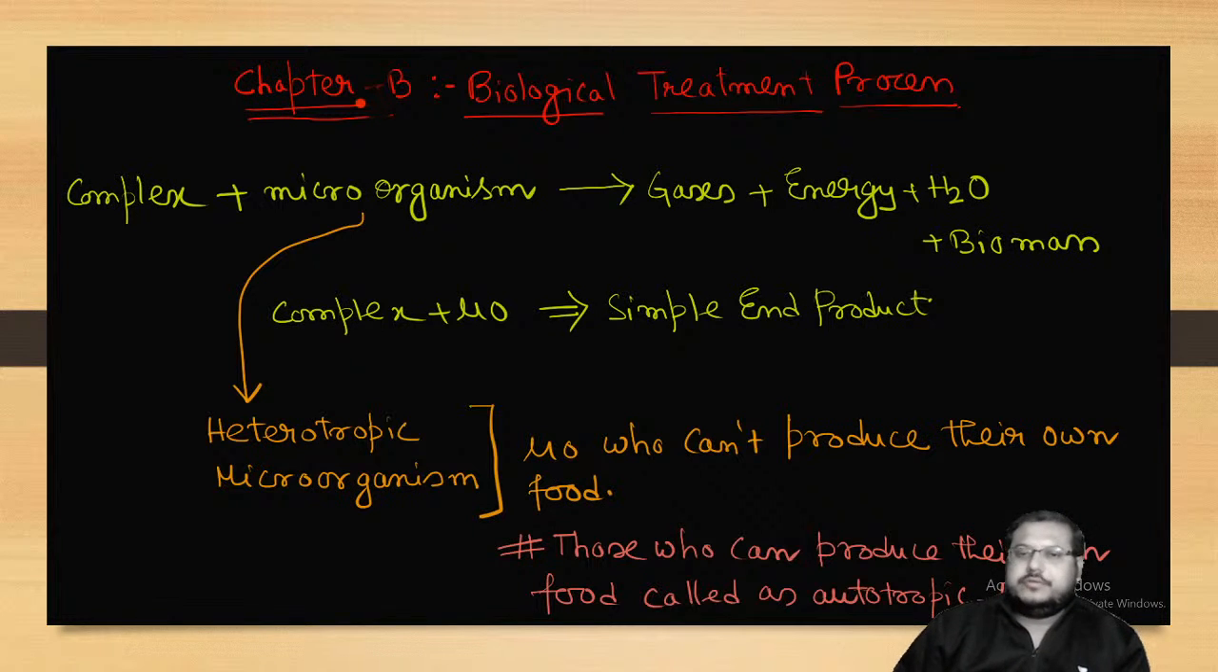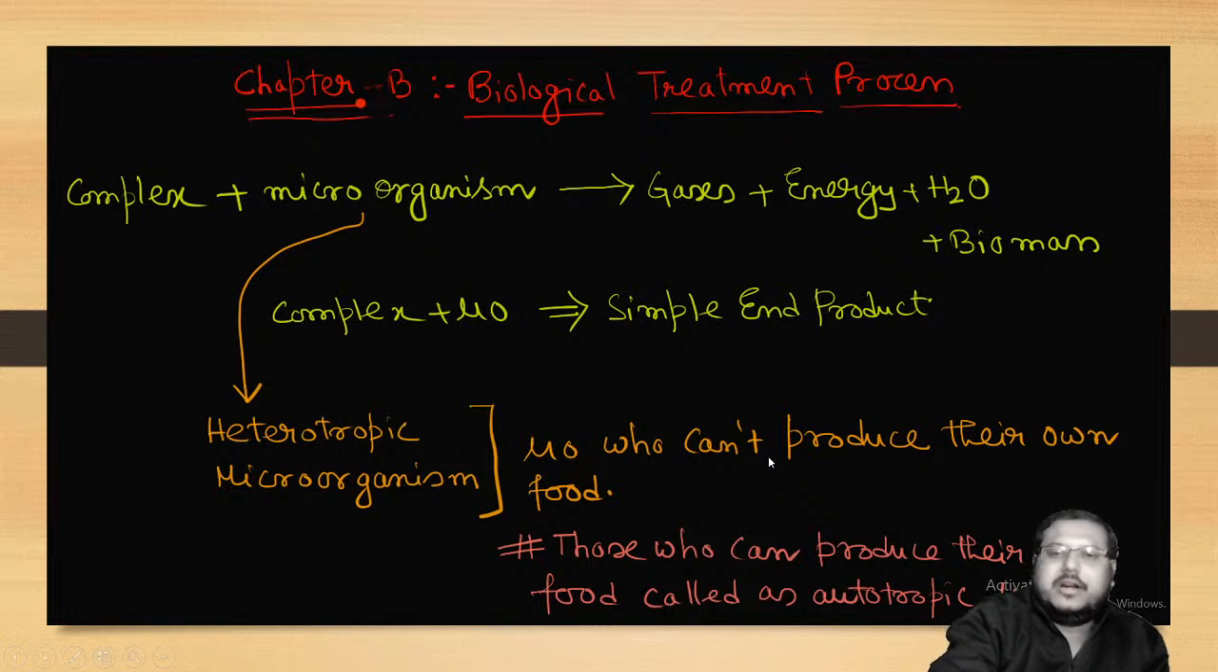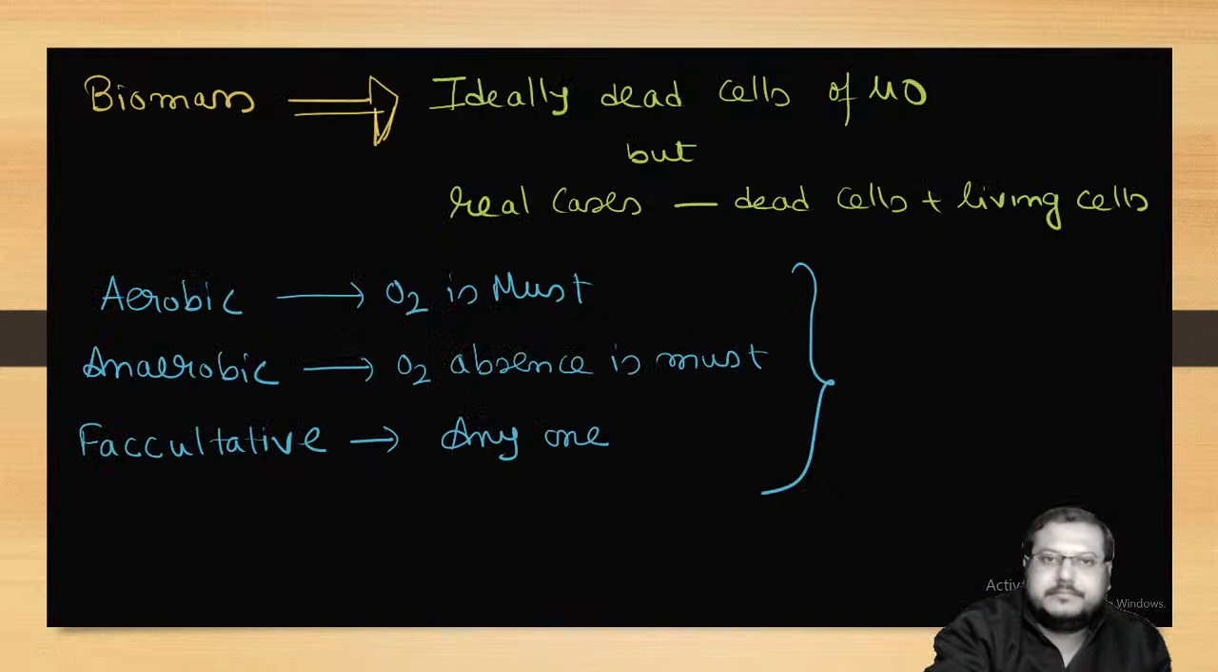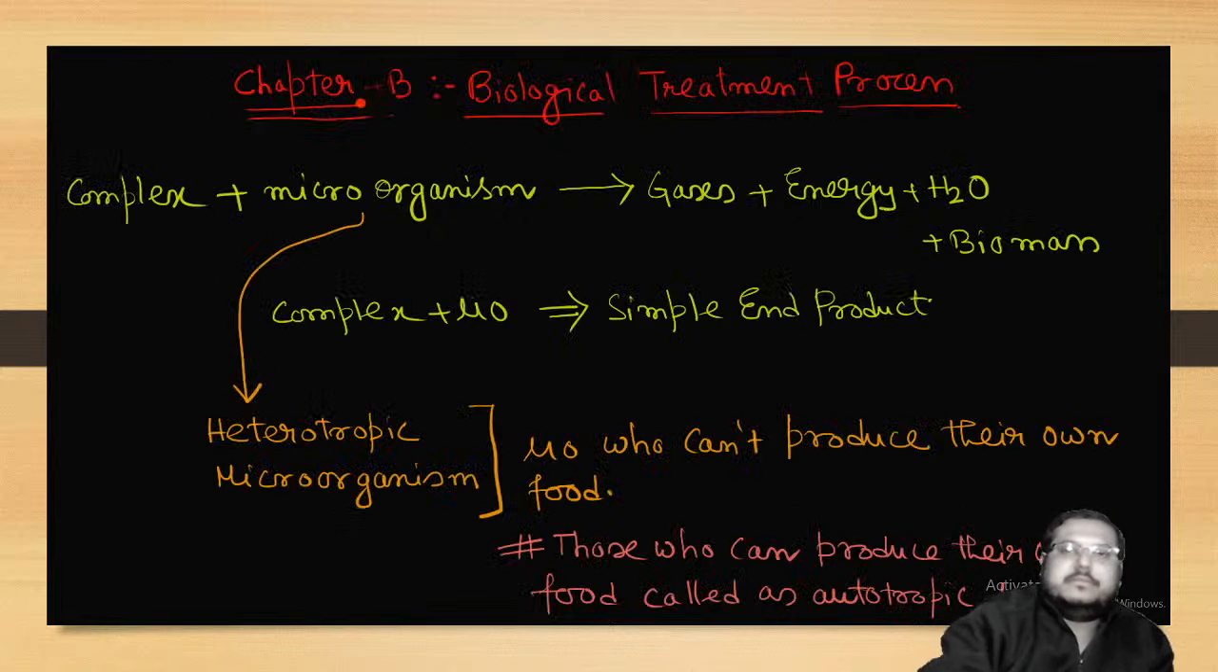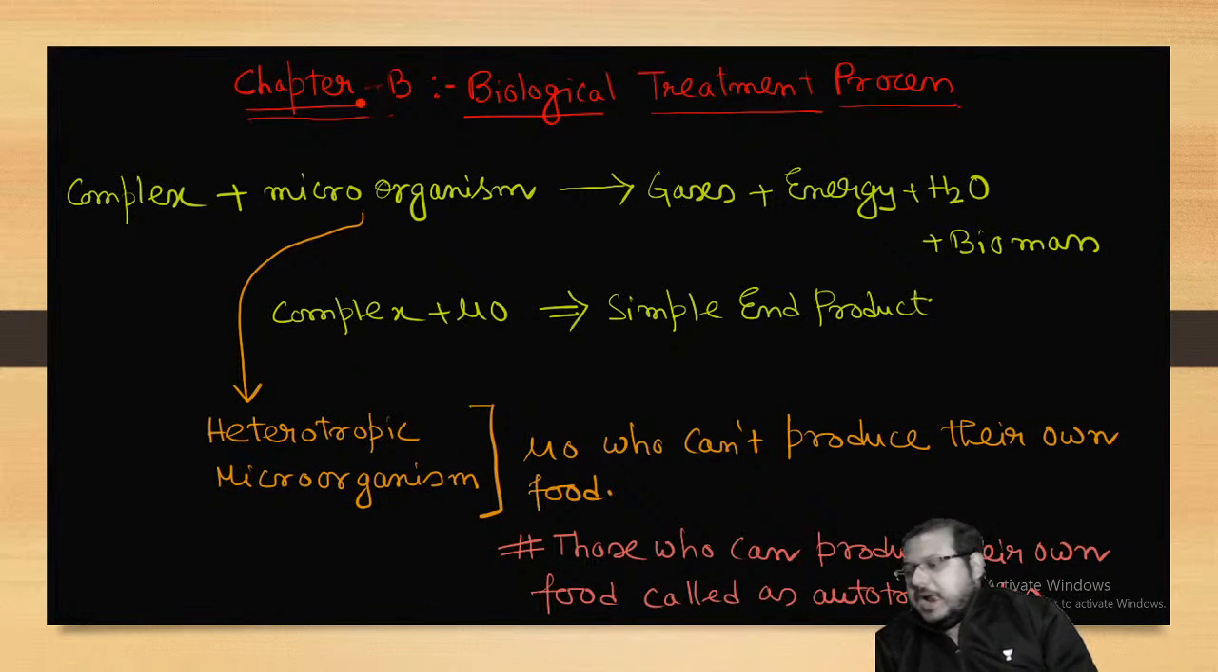Now, those who can produce their own food are called autotrophic; they are not a point of concern here. Now, this biomass. What should biomass be? Ideally, biomass is nothing but the dead cells of microorganisms. But it will not be only dead cells; some living cells will also be there. So biomass is actually dead cells plus living cells.